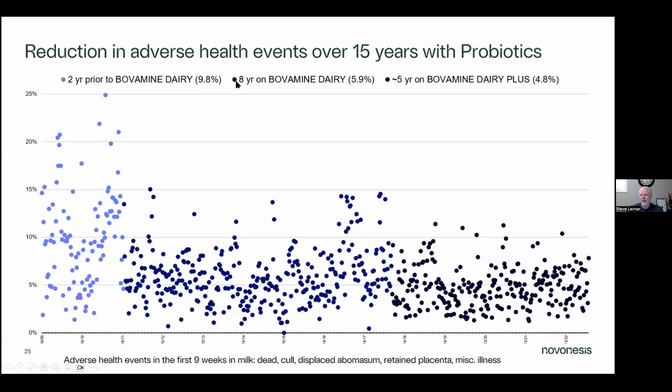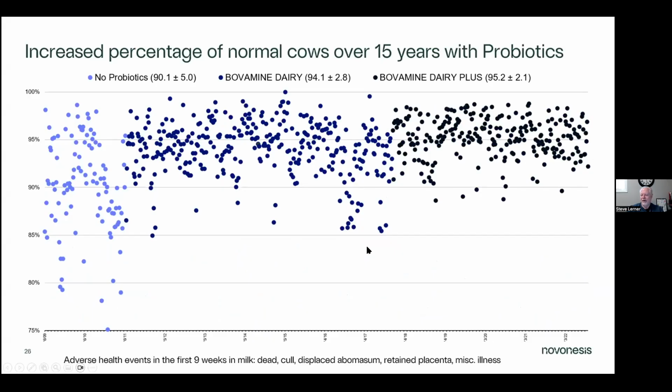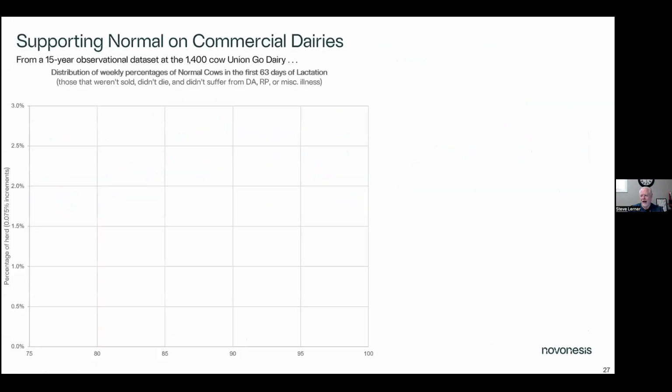About 13 years ago, they went on Bovamine Dairy. They saw a significant drop. About 5 years ago, they went on Bovamine Dairy Plus. That improved again. But rather than talking about adverse health events, I'd much prefer to show these data as percentage of normal cows during the first 9 weeks of lactation. And your eye will tell you, and our statistics will prove, that there was a significant increase in the percentage of normal animals. And for us, a better way to show this is to use the statistical tool and to draw the bell curves of these data over time.